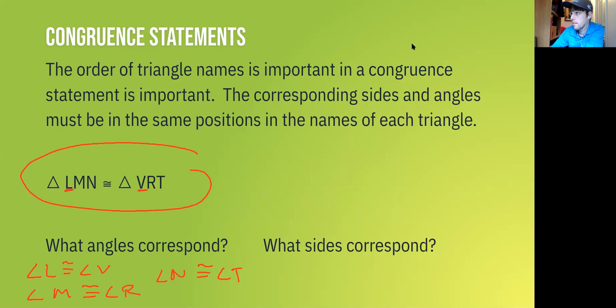All right. Here, we use the names to find the matching angles, the corresponding angles. The sides can be done pretty similarly. So side LM, the first two letters, would correspond with side VR, the first two letters there.